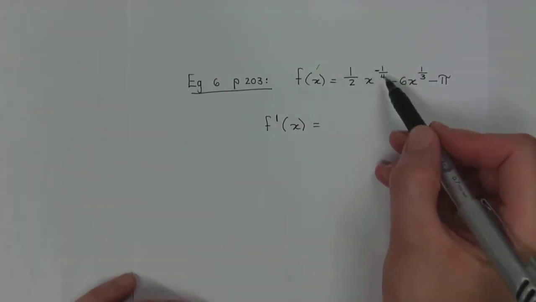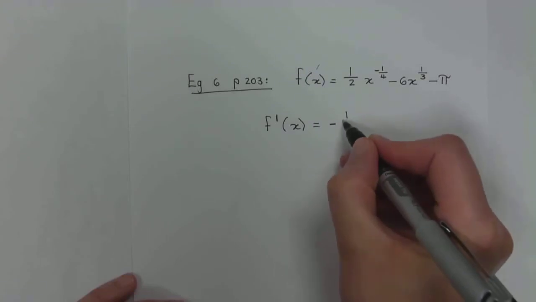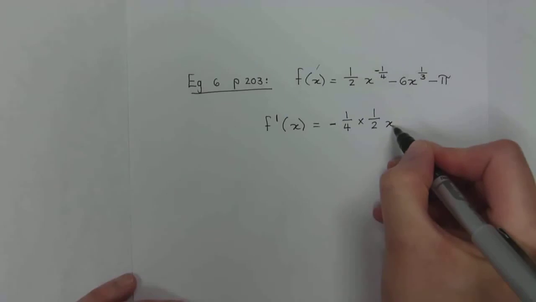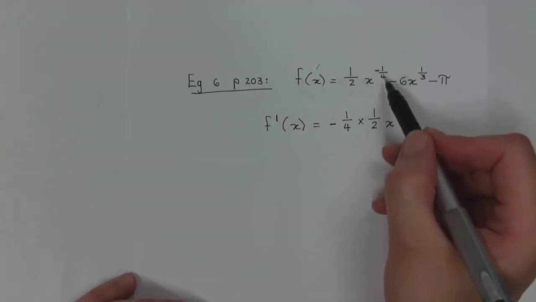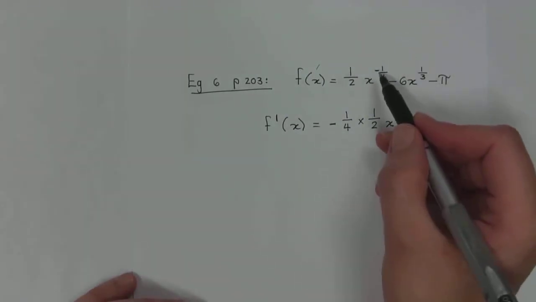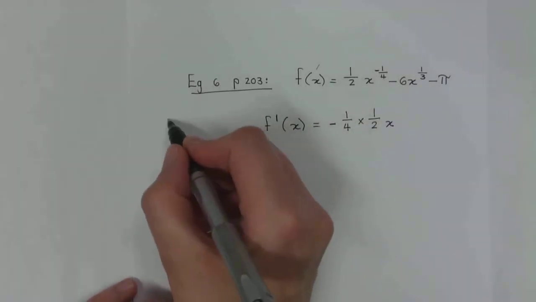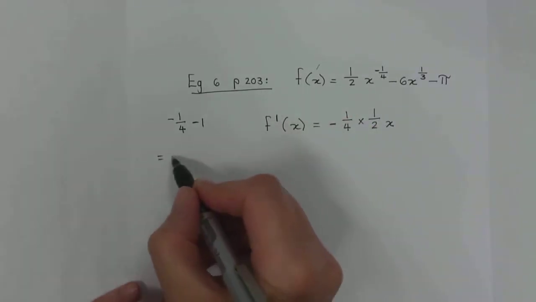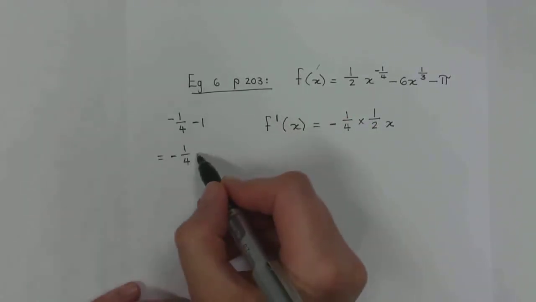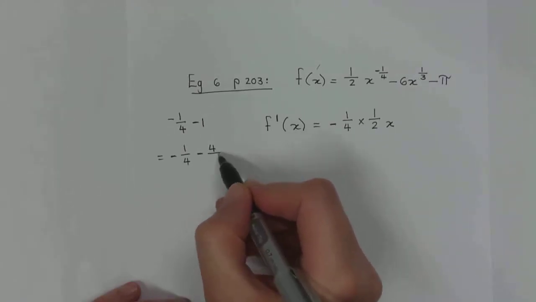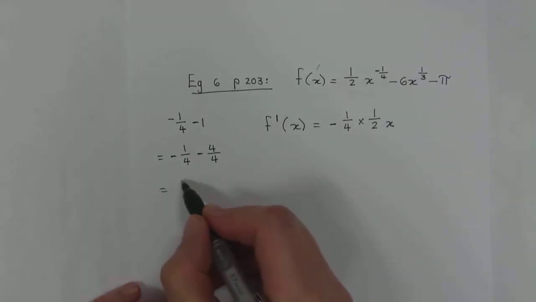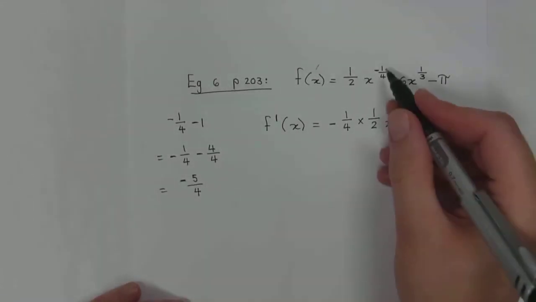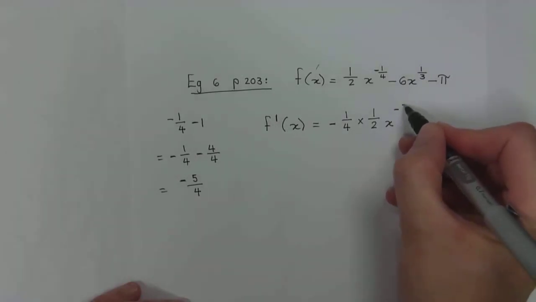Now here I've got minus a quarter times a half, so I'm going to write that out. Minus a quarter, which is my exponent, times a half. And then I'm going to write down x to the power of, and a lot of you might find this a little bit tricky, because I now need to go, what's minus a quarter minus 1? So minus a quarter minus 1 is then going to be minus a quarter minus 4 over 4, which then gives me minus 5 over 4. So that means this exponent, if I make that 1 less, is minus 5 over 4.